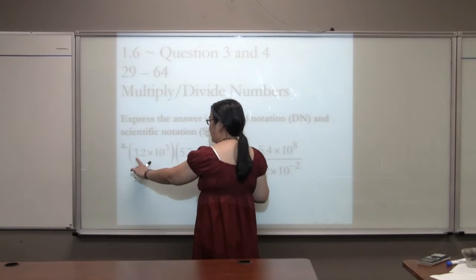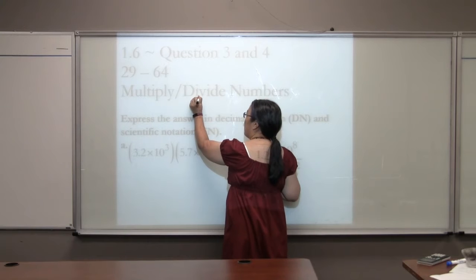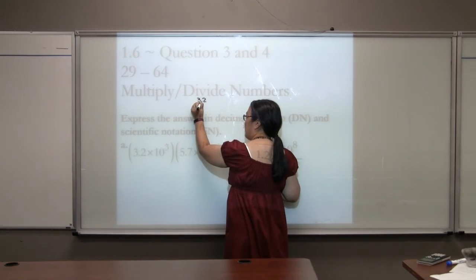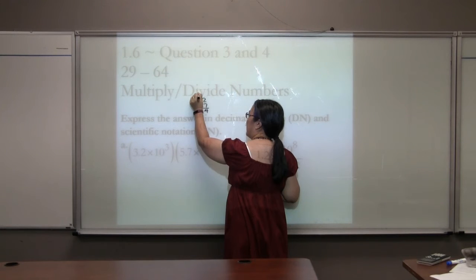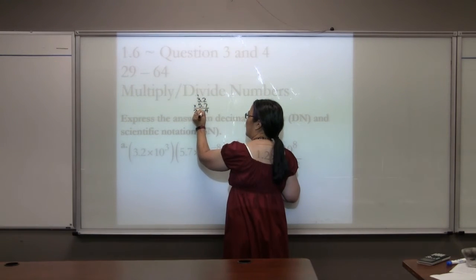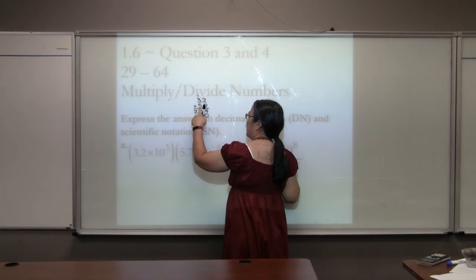We have to do 3.2 times 5.7. And what we found is that some students have forgotten how to multiply 3.2 times 5.7. So let's go over that. 7 times 2 is 14, carry the 1. 7 times 3 is 21, plus 1 is 22. Moving on, we have a 0 here. 5 times 2 is 10. I'm going to use that as my carried 1. 5 times 3 is 15, plus 1 is 16.